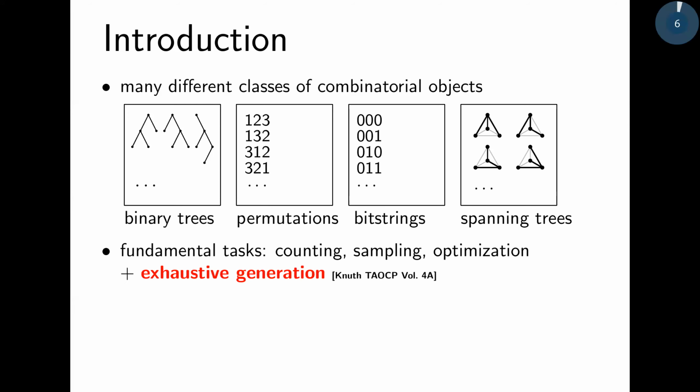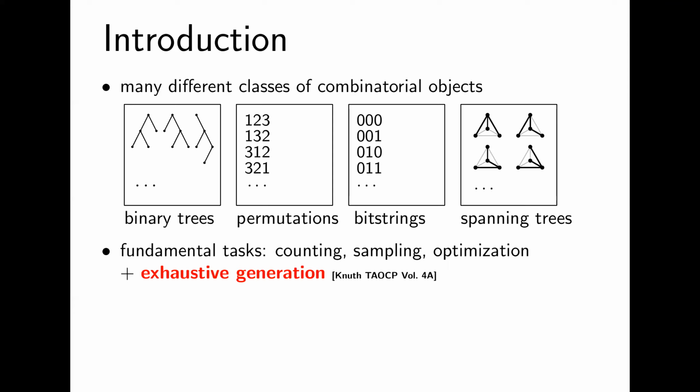And then there's a set of recurring fundamental tasks that we want to do with these objects. For example, we may want to count the objects, so we want to know how many objects are in this class. Or oftentimes we want to sample uniformly at random one of these objects. Another important task is, of course, optimization. So we want to find the best object from the class according to some objective function.